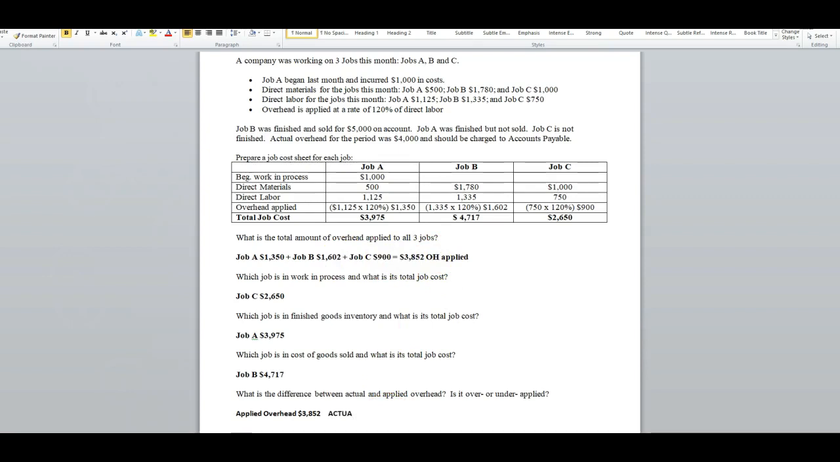And actual overhead, it says in this line up here, actual overhead for the period was $4,000. So actual overhead is $4,000. If we compare those two, we have a difference of $148. Since applied is less than actual, we say it is underapplied.